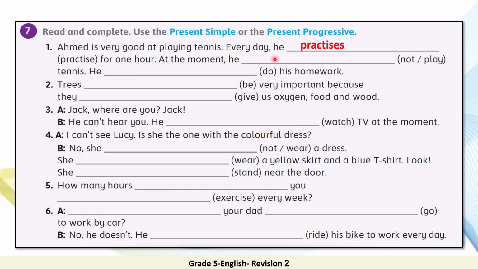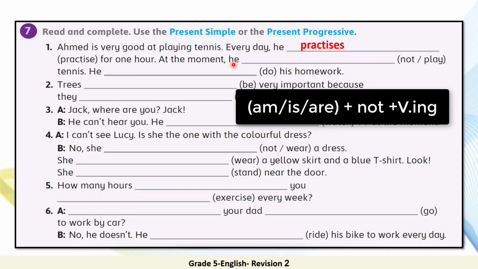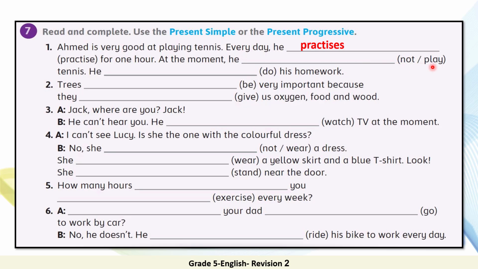At the moment, he blank, not play tennis. He blank do his homework. Here also we have the keyword at the moment, which refers to the present progressive. So we need to put play in the negative present progressive. As we have learned, not comes after am, is, are. The subject is he, so we're gonna use is plus not plus play plus ing. Is not playing. This is the answer. And we're gonna follow the same rule here, but in affirmative. Is doing. Clear, guys? Good. Now pause the video and do the rest.